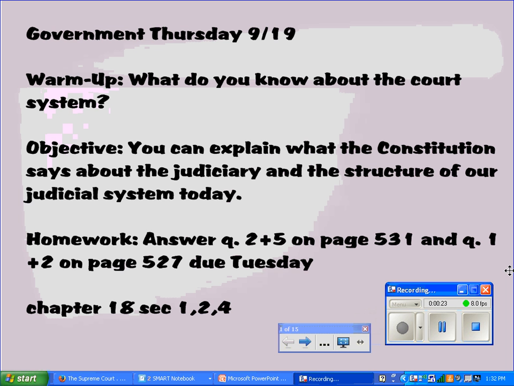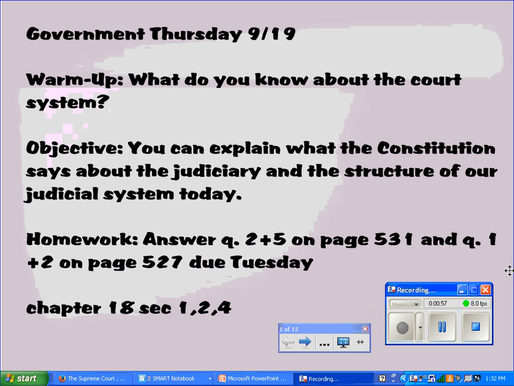I'm going to have you underline, highlight, and write things in the margins throughout. I'm also going to come up with my own vocabulary list of terms that you absolutely need to know. We've already talked about what you know about the court system. My huge objective today is that you not only can explain what the Constitution says about the judiciary, but also the structure of our judicial system, which is incredibly complex.